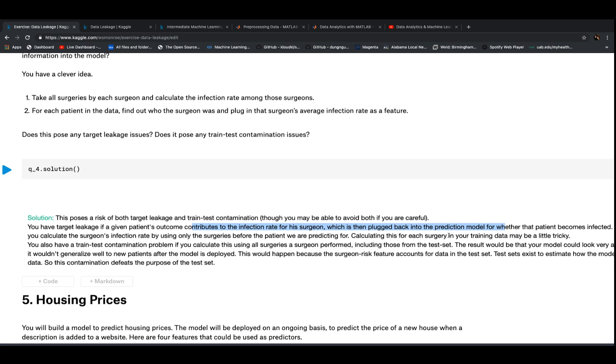Calculating this for each surgery in your training data may be a little tricky. You also have a train test contamination problem if you calculate this using all surgeries a surgeon performed, including those from the test set. Oh, okay. Yeah, so that makes sense. So what they're saying here is if you're taking an average of the infection rates for each surgeon, you have to make sure that you're not taking an average infection rate over your train and test data set. You have to only include your training set. Otherwise, you're implicitly giving your model some information about the testing data set.